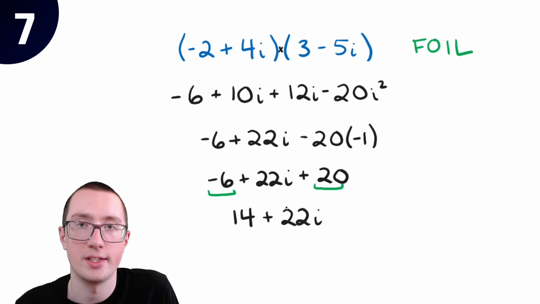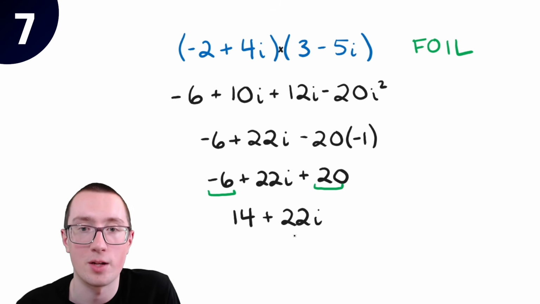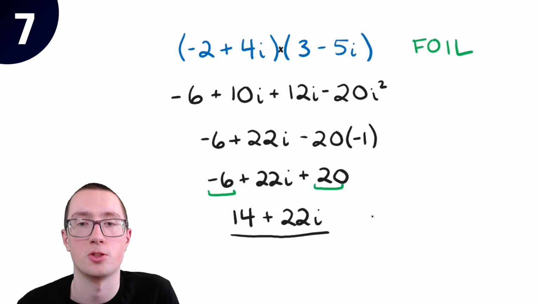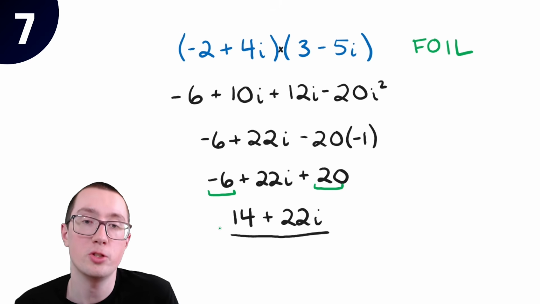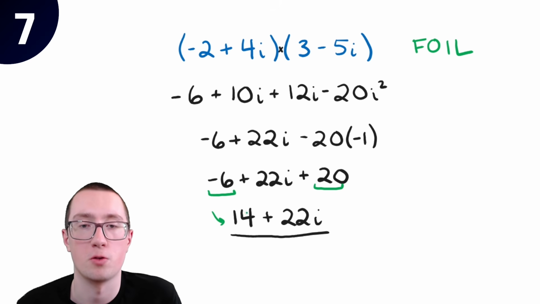And now there really is nothing else that we can do here, right? We have something with an i and something without an i, so we can't combine them. And this is our final answer, 14 plus 22i. And you'll notice that this is also a complex number. It has a real part, 14, and an imaginary part, 22i.